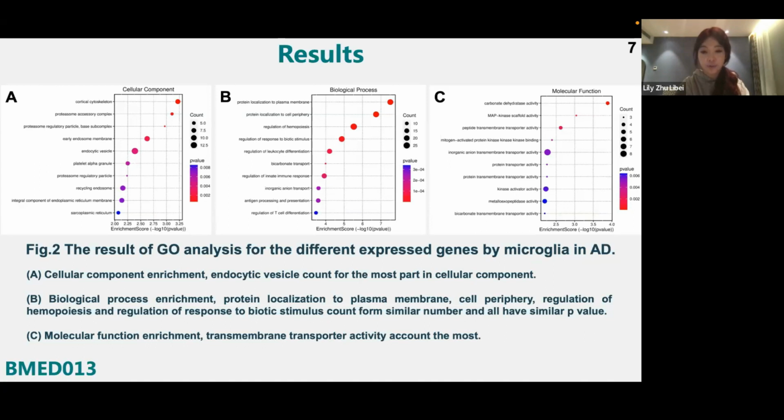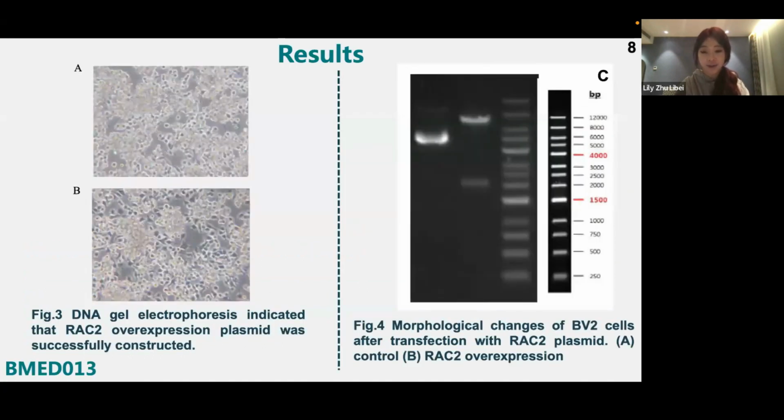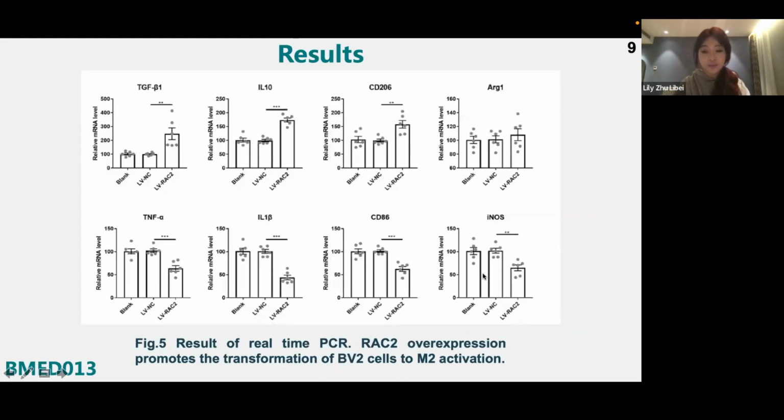Among those, RAC2 was reported to regulate the immune response. So its function in microglia was selected to explore in the following cell experiments. Since RAC2 is upregulated in the AD brain, we constructed the RAC2 overexpression plasmids. After RAC2 overexpression, BV2 cells show an activated response with more protrusions. In addition, RAC2 overexpression induced M2 activation of microglia and downregulated M1 activation.